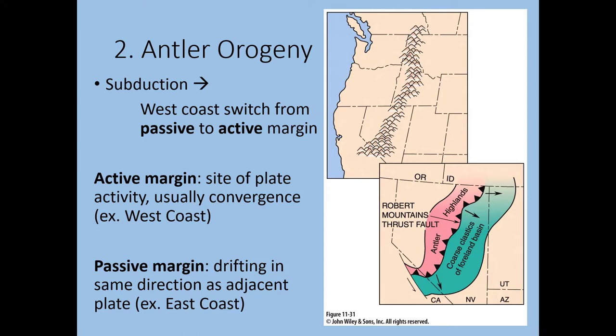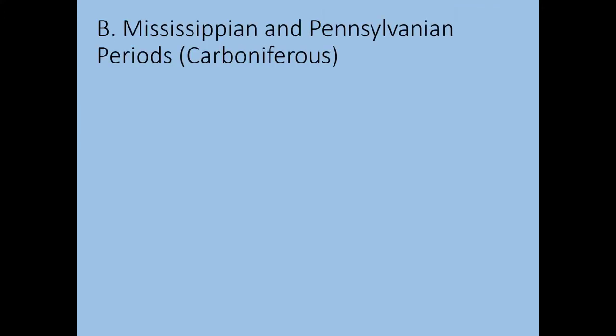So I wanted to give you these terms, but I also wanted to introduce you to the idea that this is the very first time in North American history that we have any evidence for active margin activity in the Western U.S. All right, we're going to do something different and then come back and talk about the Mississippian and Pennsylvanian periods that the rest of the world just calls the Carboniferous.